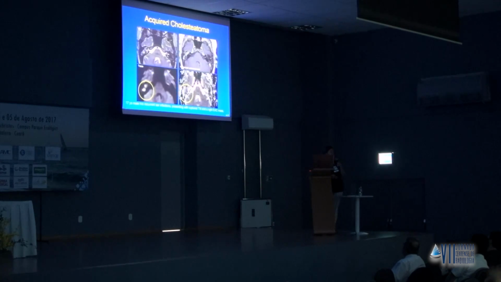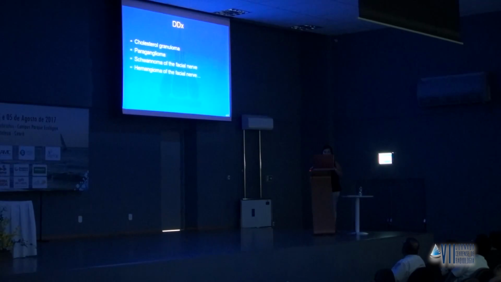When these patients have surgery, there can be some residual remaining, or there can be scar or granulation tissue formation. Therefore, MR imaging can be quite valuable. If you see the restricted diffusion, then the odds of residual or recurrent cholesteatoma are more likely. The differential diagnosis of cholesteatoma can involve cholesterol granulomas, paragangliomas, schwannomas, or hemangiomas of the facial nerve. However, these are exceedingly less common in children compared to the adult patient population.